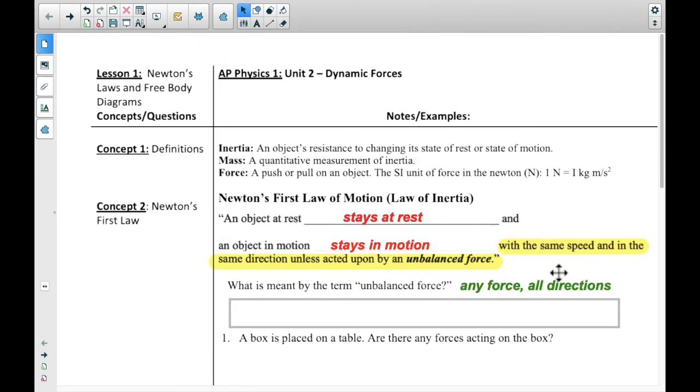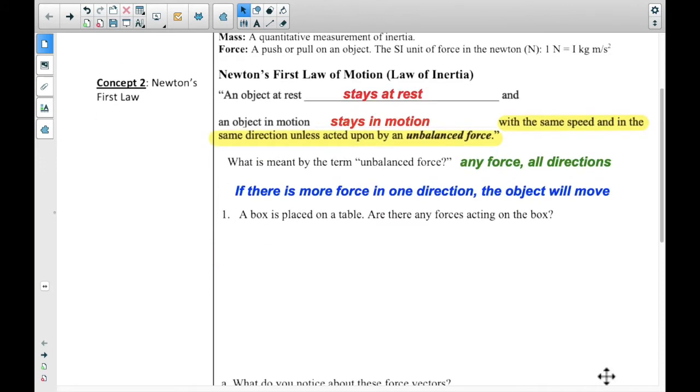Well, an unbalanced force is any force in any direction, but where it doesn't have something counterbalancing it. So, if you and your friend are both pushing against this exercise ball, and it's not moving anywhere, it is a balanced force. But if you're pushing it without your friend, then it is an unbalanced force. Okay, so an unbalanced force is any force in any direction. And just like with you and your friend, if there's more force in one direction, then the object's going to move.